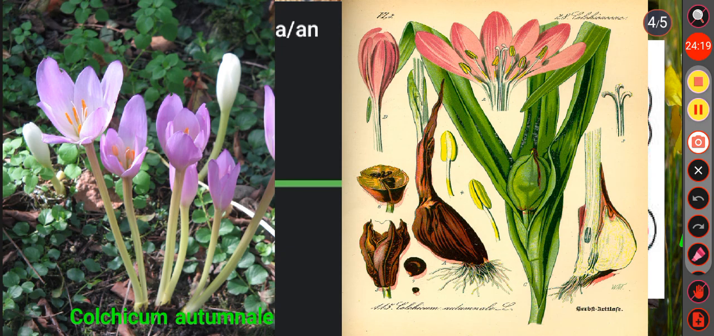So, from the seeds and the corm, the colchicine is extracted from this plant. And what is the use of colchicine? Generally, colchicine is used to induce polyploidy artificially, right? Generally, 0.01 to 0.5% concentration of colchicine is used to develop polyploidy, right?